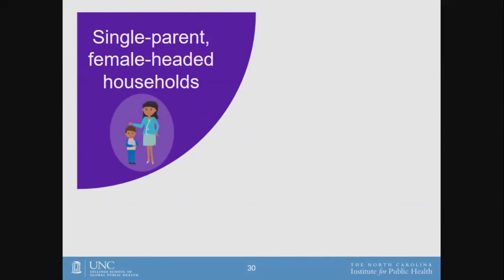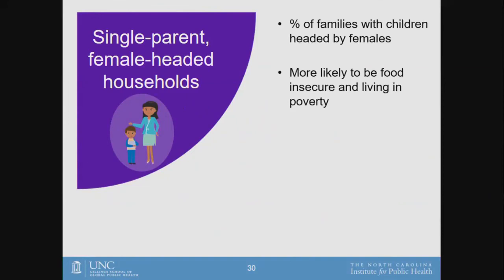The final indicator in this domain was single-parent female-headed households. So this is the percent of families with children headed by females. RWJF also uses this indicator, and they have said that these types of households are more likely to be food insecure and living in poverty. We also did consider just straight up single-parent households, not female-headed, so that would be male and female-headed households that are single parents. But we know that there are far more single mothers than single males, and that about 7% of the households in Wake are headed by single moms.